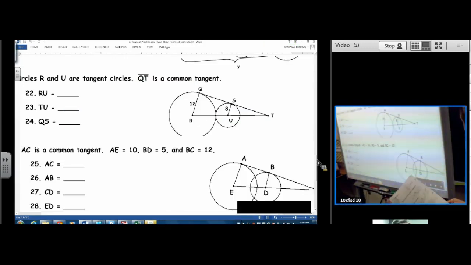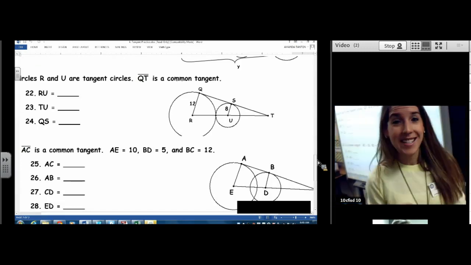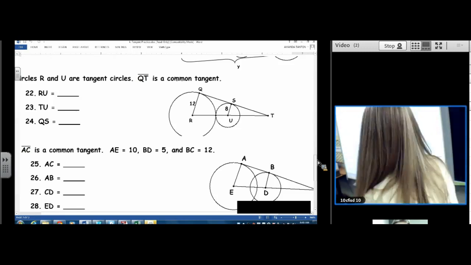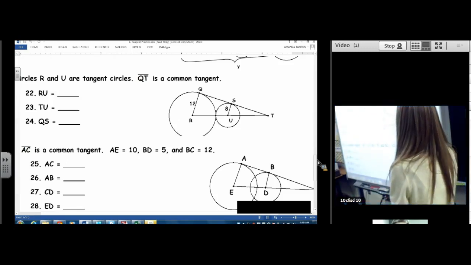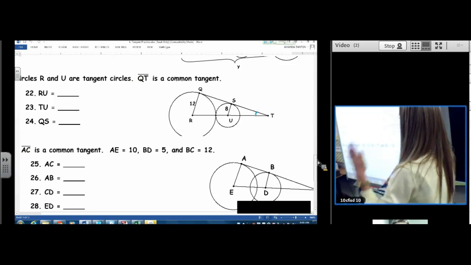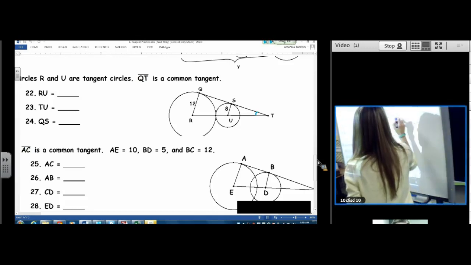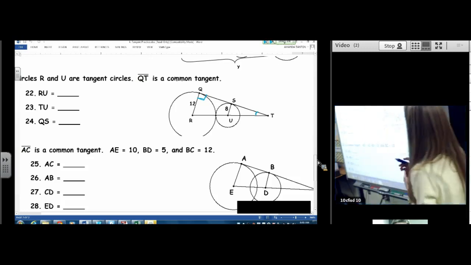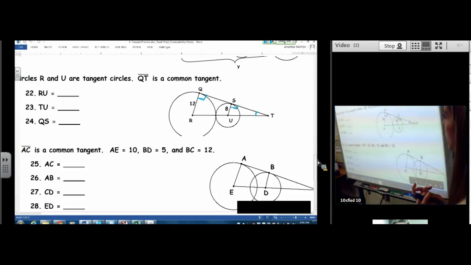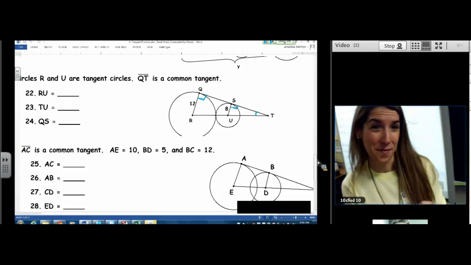Last problem that we're going to have time to look at today is 22 through 24. Same thing. So we have similar triangles. They're similar by angle, by the way, if you were wondering. They share this angle, and then when a radius meets a tangent line, you get a right angle. So this is a right angle, and this is a right angle. Okay, so we can use proportions, but we can also use something else.